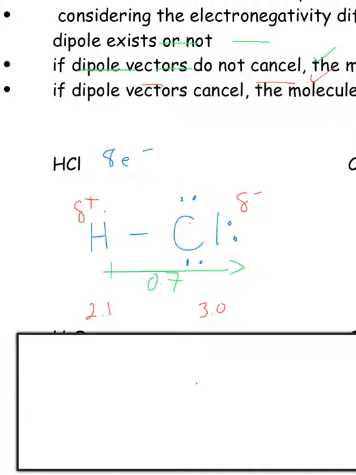And so that tells me there's a difference there of 0.7, which means that this is a polar covalent bond. So here's my polar covalent bond, but the overall molecule is also a polar molecule because there is a net overall dipole vector here of 0.7 that doesn't cancel out with anything.